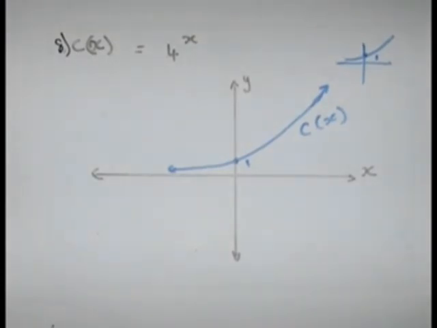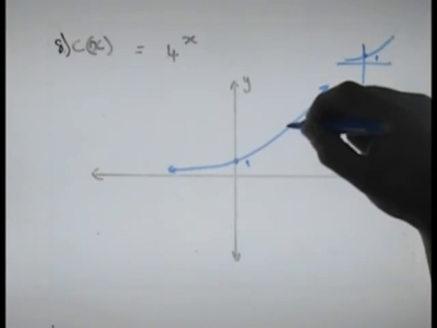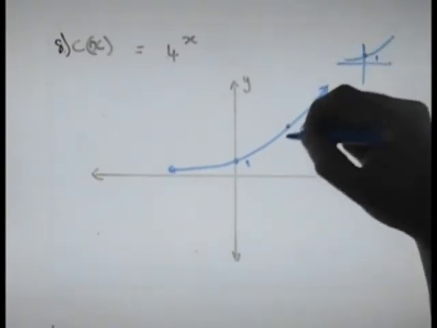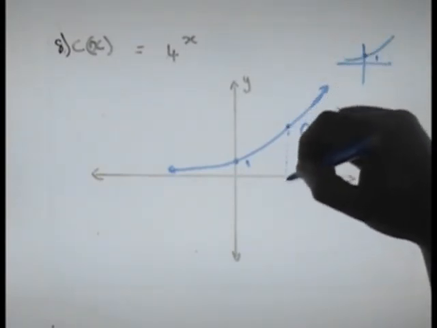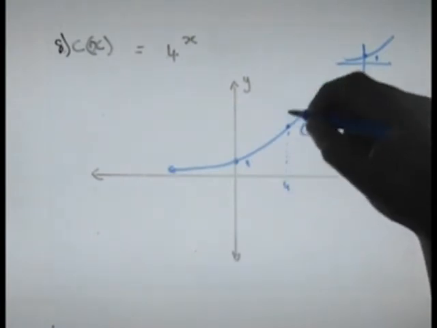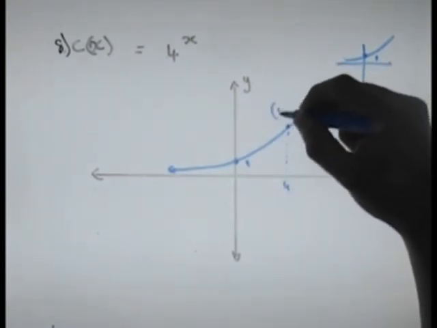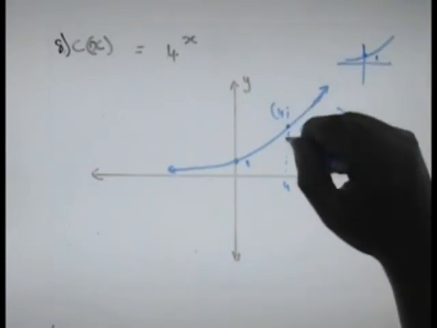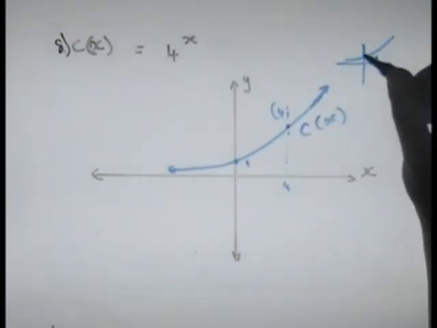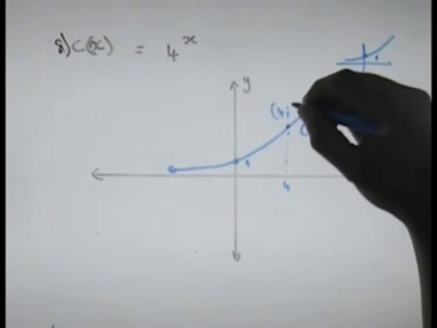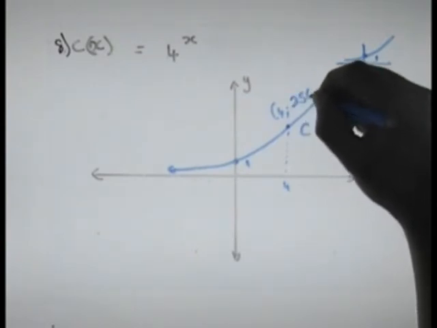If you want to, you can put in another point along the graph. Let's choose, for example, the point x is equal to 4. That means our x value is 4. Our y value will be 4 to the power 4, which is the same as 2 to the power 8, which is 256.